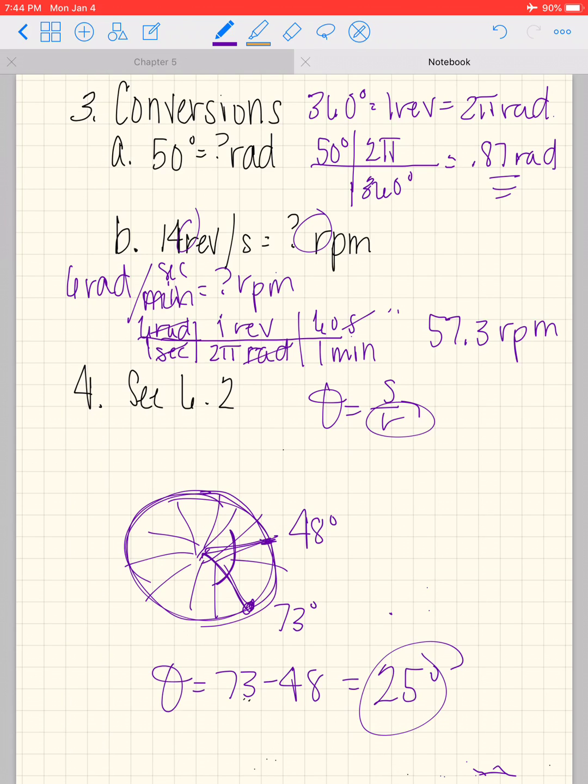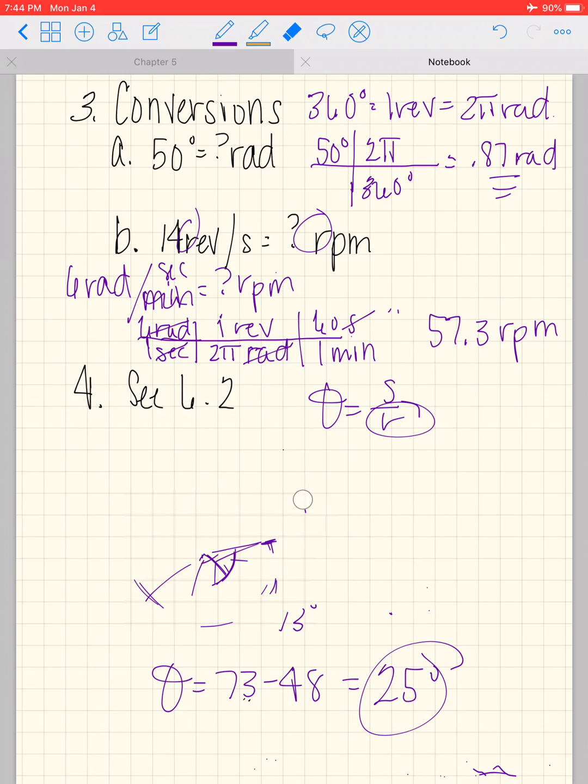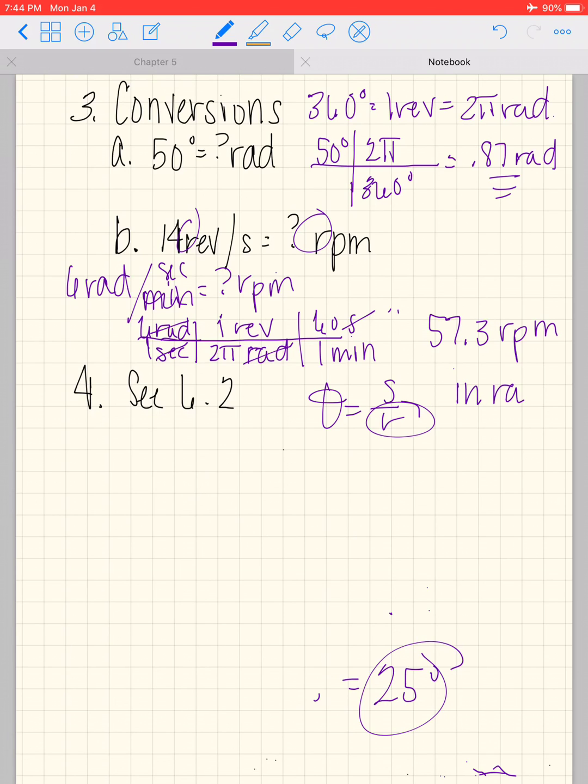That sounds really awesome, and it feels like, well, that's super easy. Then I just plug it into my equation, but you can't. You can't plug it into the equation directly because in order to use theta is equal to S over R, theta must be in radians. It must be in radians. Please circle that, highlight that, make a big deal about that. Anytime you use this equation, you have to have it in radians because the definition of radians is S over R, arc length over radius. Have to have it in radians in order to use that equation.